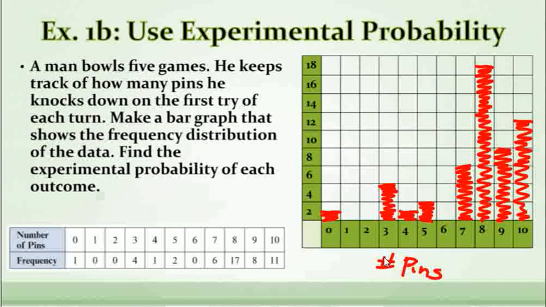So the frequencies, we can see how many that was. So 1 plus 4 plus 1 plus 2 plus 6 plus 17 plus 8 plus 11 gives us 50. So number of pins, 0 pins would be 1 out of 50. 1 pin is 0. 2 pins, 0. 3 pins, 4 out of 50, which is 2 out of 25.